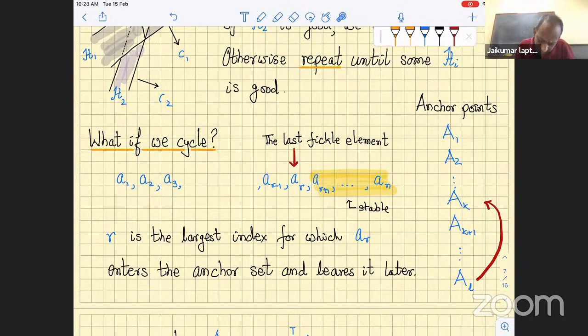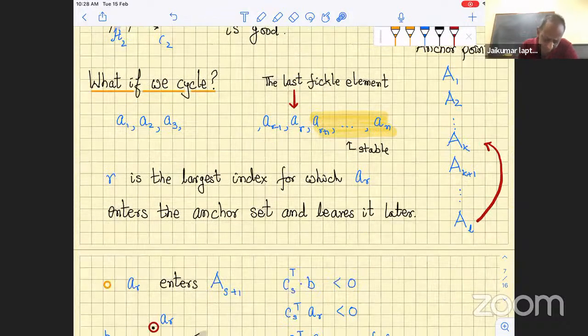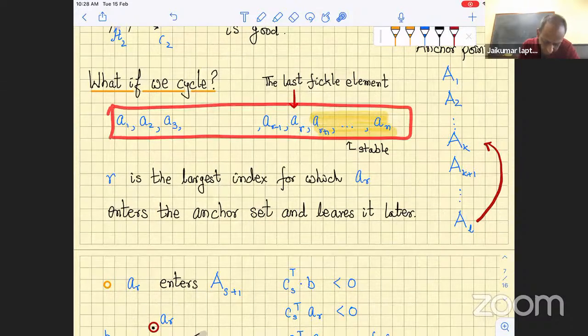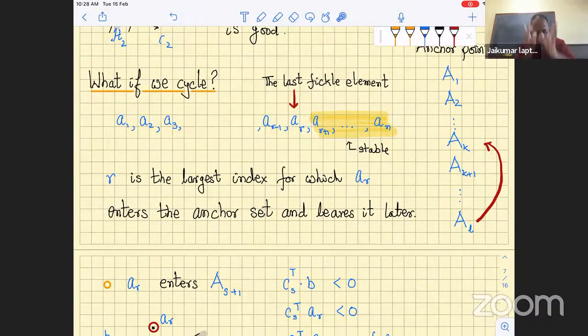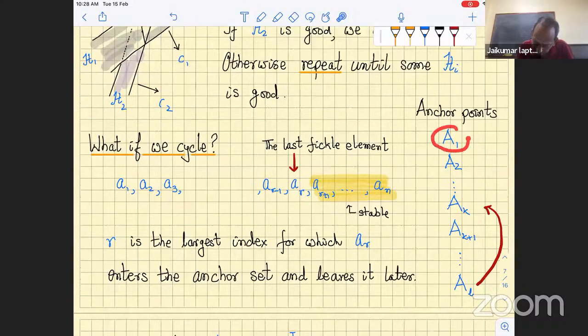Suppose these are all the n vectors, A1 to AN, which were describing our cone. Initially there was some set of anchor points, then an anchor point changed, another anchor point changed, and suddenly we jumped back to the same set. Now we have entered a cycle, and we want to derive a contradiction. We want to say that this cycling cannot happen.